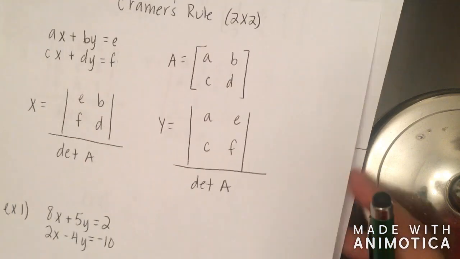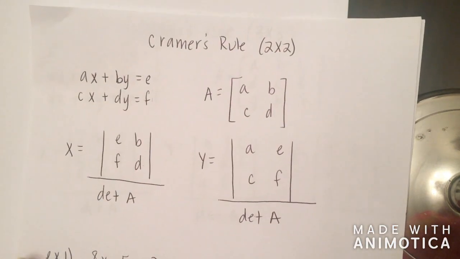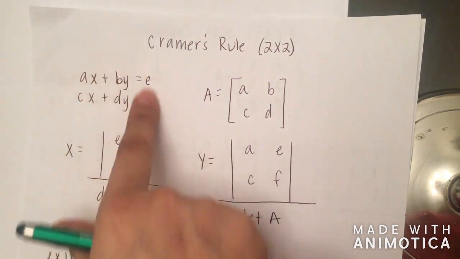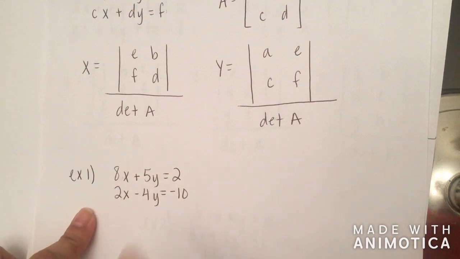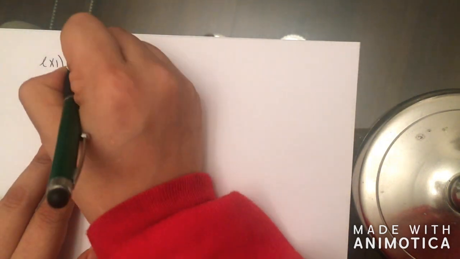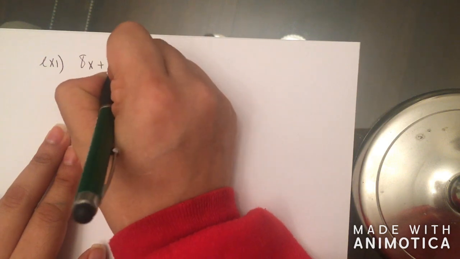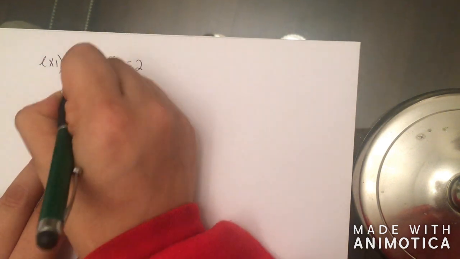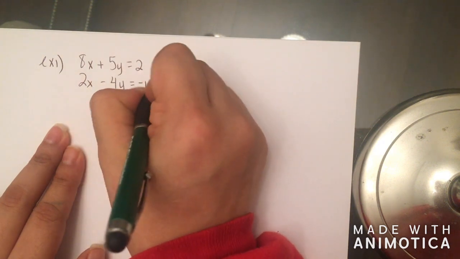So you will find these two worksheets on Canvas, and these are pretty much our formulas that we are going to use. So this is our system of equations. In the example, we have this one. I'm going to rewrite the example so I can work it out. So that was 8x plus 5y equals 2, and 2x minus 4y equals negative 10.